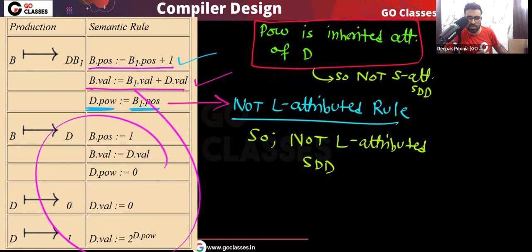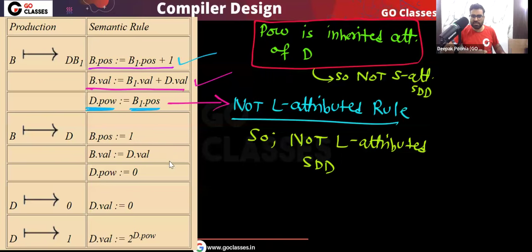The remaining semantic rules, are they allowed in the L attributed SDD or not? Meaning, are the remaining semantic rules L attributed rules or not? Okay, so let's check. Is this an L attributed rule? You can see here in this rule, we are defining an attribute of B. B is on the LHS. So we are defining an attribute of the LHS. So this is a synthesized attribute, and synthesized attributes are allowed in L attributed. So yes, this is an L attributed rule.